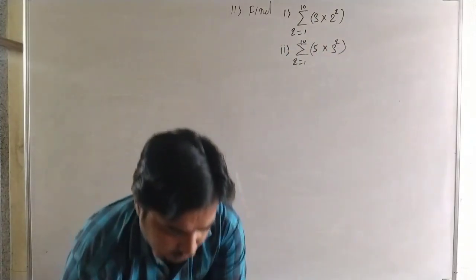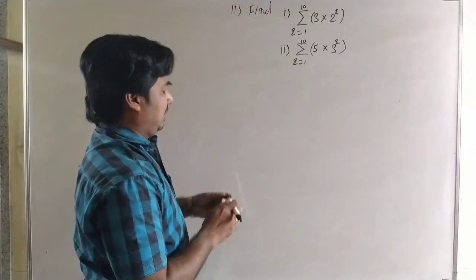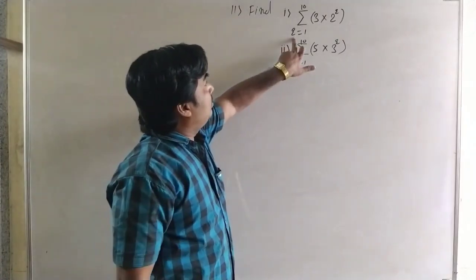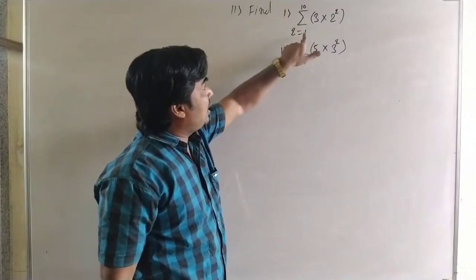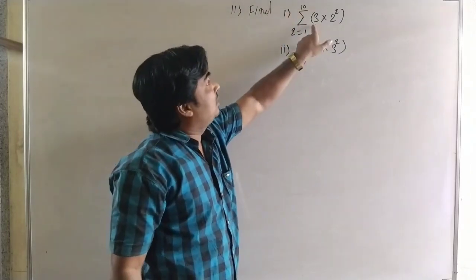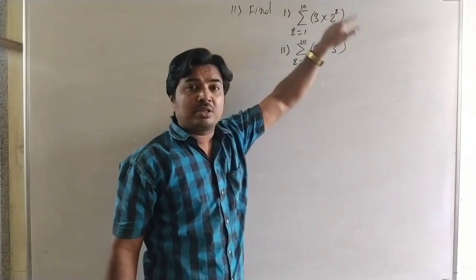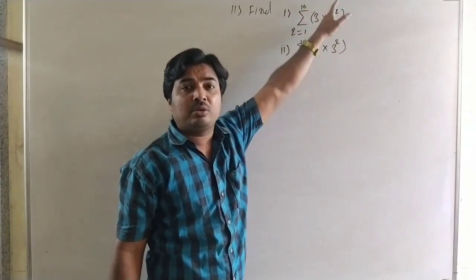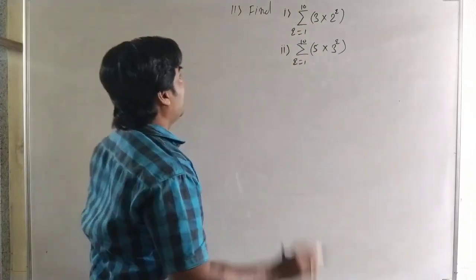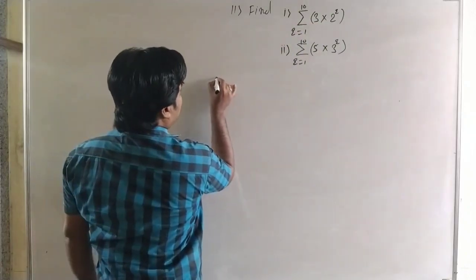Now here it is a sum, the symbol for summation. Sum of the 10 terms, that is r equal to 1 to 10, that means 3 into 2 to the power 1 plus 3 into 2 to the power 2 plus 3 into 2 to the power 3, up to 10 terms.